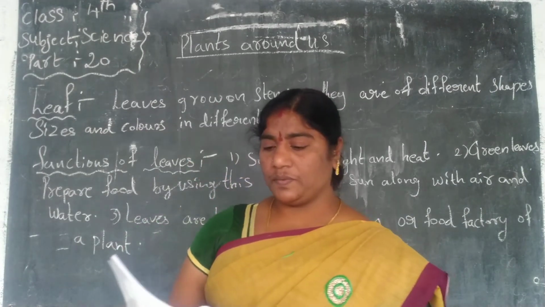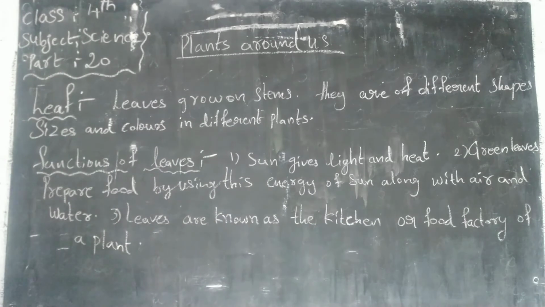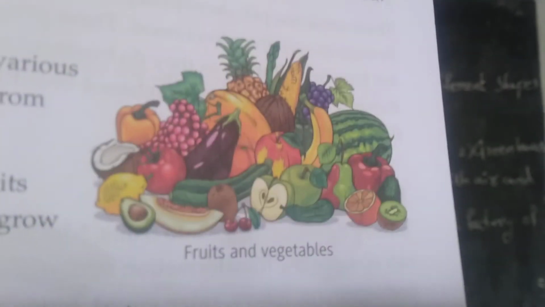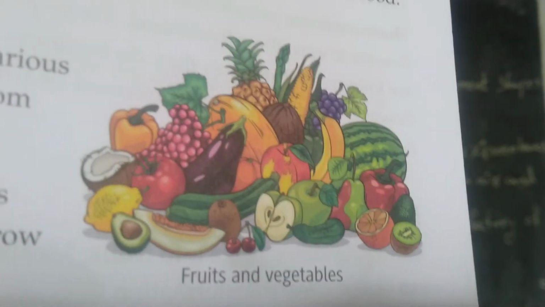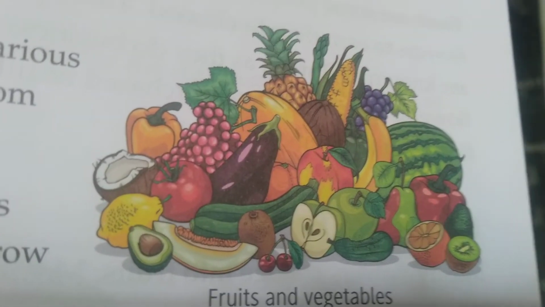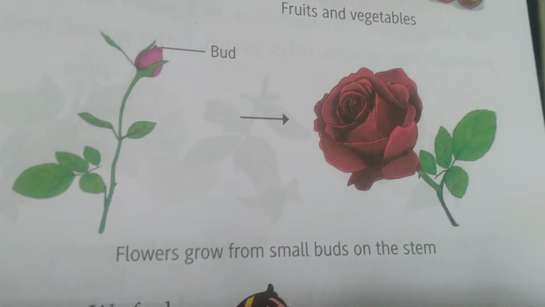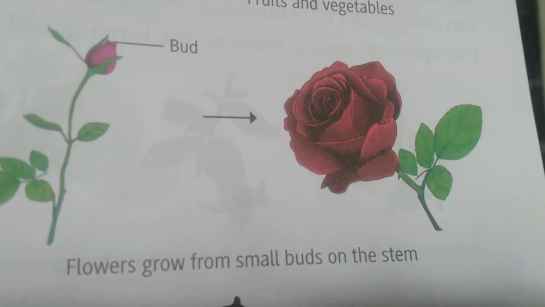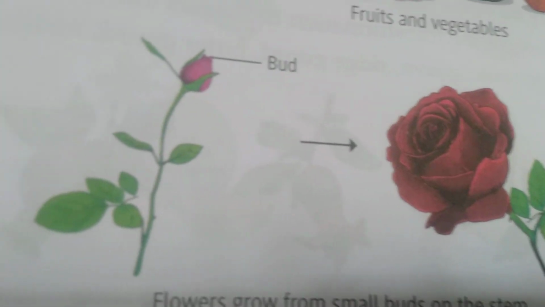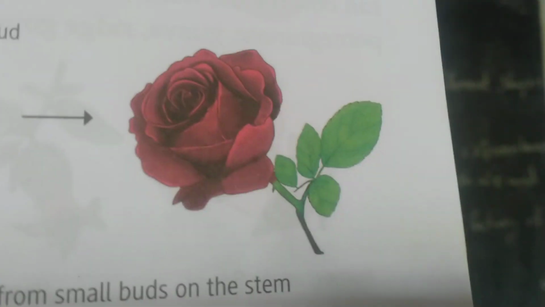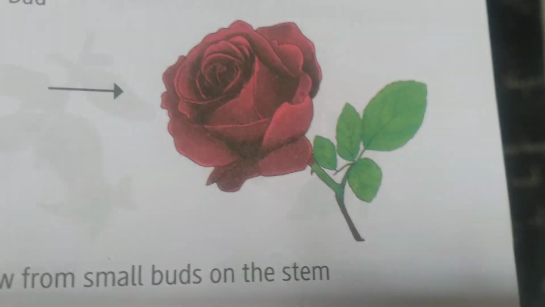See, I will show some pictures to you. These are fruits and vegetables, because most flowers change into fruits and vegetables. Here a rose flower is there. Flowers grow from the small buds on the stem. See, this is the small bud, and this changes into the flower.